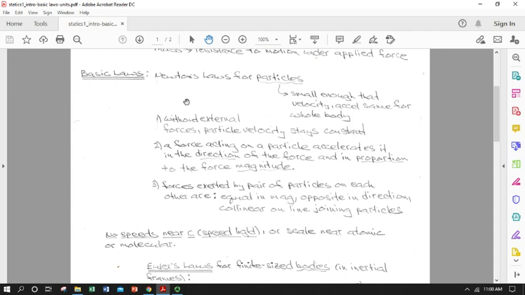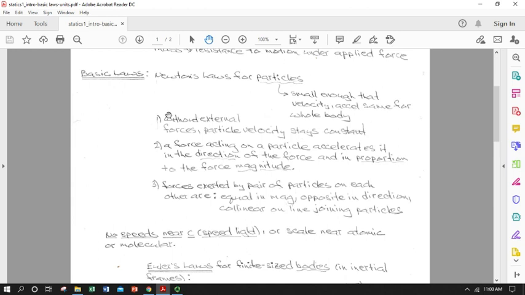So Newton's laws of motion, particle versus body. So we'll start with particles. So what's a particle, by the way? It's something that's small enough that the velocity and acceleration are the same everywhere in the body. So it all moves together. And that means it's not going to end up rotating around any point of itself. That's the biggest implication of a particle.